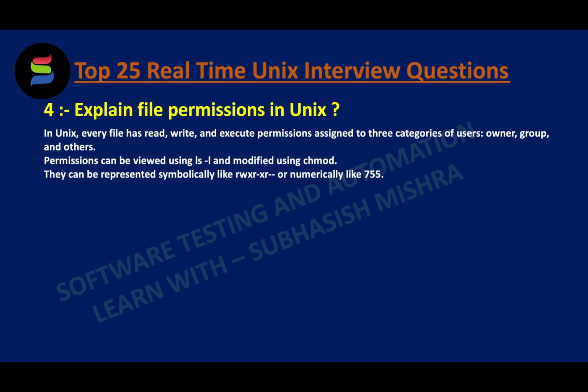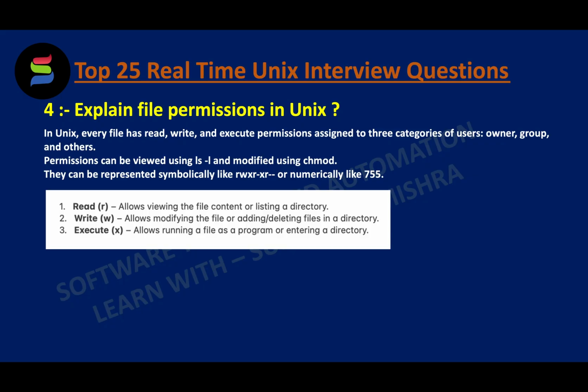There are three types of permissions. One is read permission, which allows viewing the file content or listing a directory. Write permission allows modifying the file or adding or deleting a file in a directory. Execute allows running a file as a program or entering a directory.